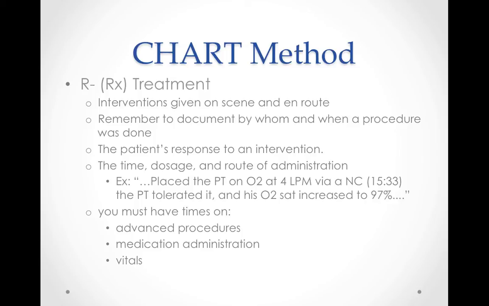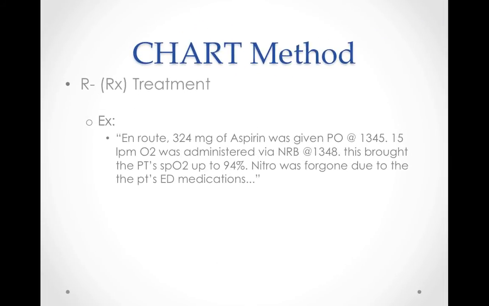So to look at an example of this, R standing for RX or treatment, it may say something like, en route, 324 milligrams of aspirin was given PO at 1345. 15 liters per minute of oxygen was administered via a non-rebreather mask at 1348. This brought the patient's SpO2 up to 94%. Nitro was foregone due to the patient's erectile dysfunction medication. So there's a good example of a treatment portion of your narrative. I'd like to look at a specific part of it, the very last sentence right there.